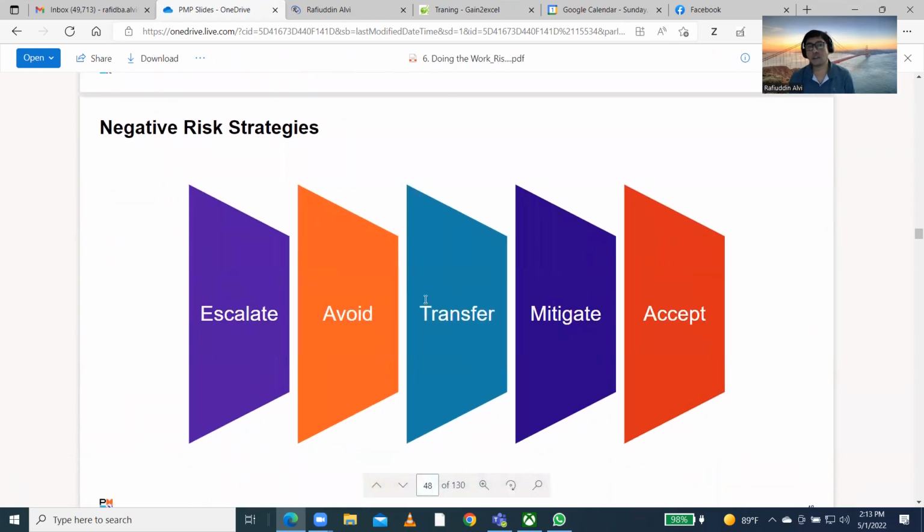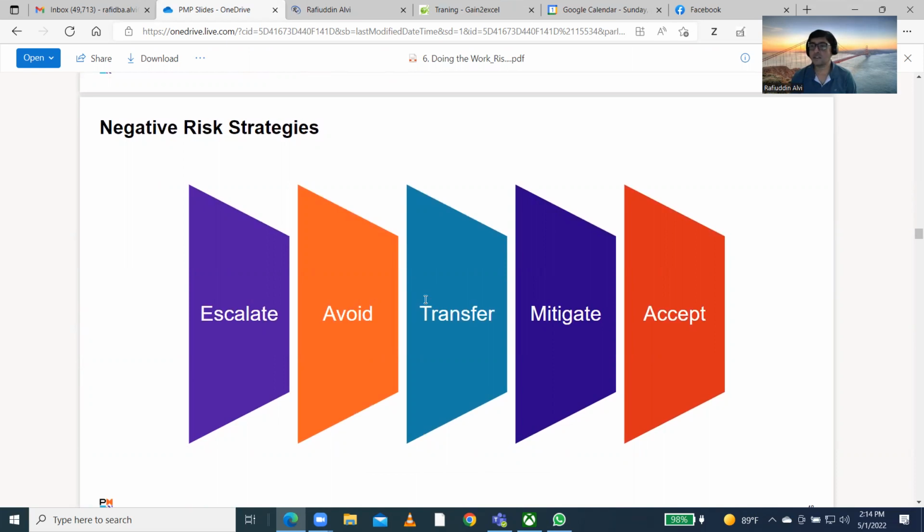Okay, this is very important for the exam. Negative risk strategies. In negative risk strategies, what all do we have? Escalate, avoid, transfer, mitigate, and accept. These are called negative risk strategies. Negative risk means a threat to the project, right? So what do you need to do?